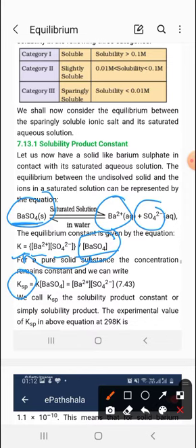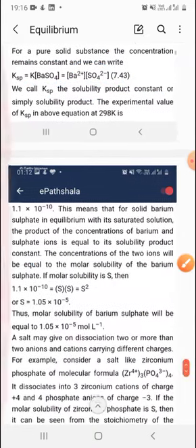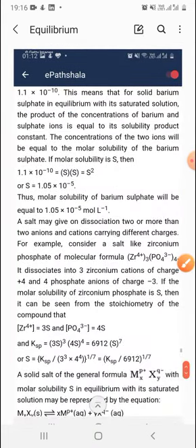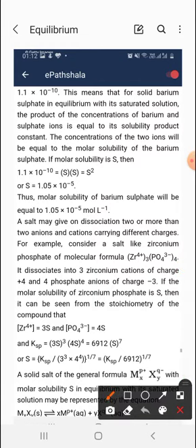So what is the solubility product? K multiplied by BaSO4. It means the solubility product is the concentration of products only. The multiplication of the concentrations of ionic products only is what we call the solubility product. The experimental value of Ksp at 298 Kelvin is 1.1 into 10 raised to the power minus 10. This means that for solid barium sulfate in equilibrium with its saturated solution, the product of the concentrations of barium and sulfate ions is equal to its solubility product constant.